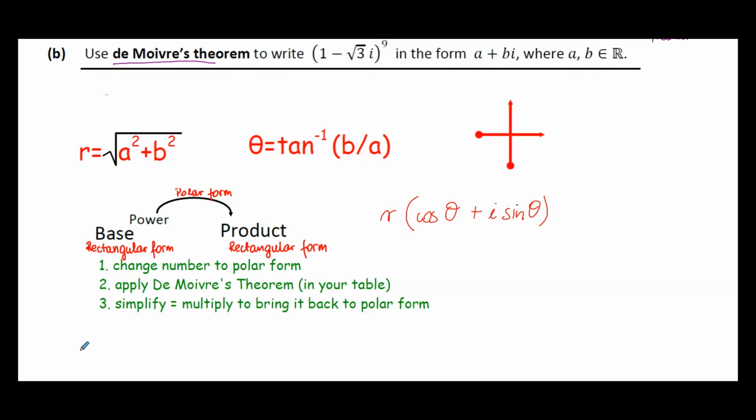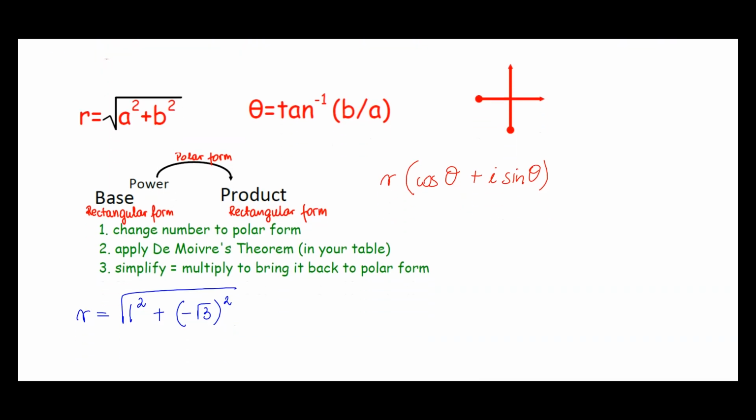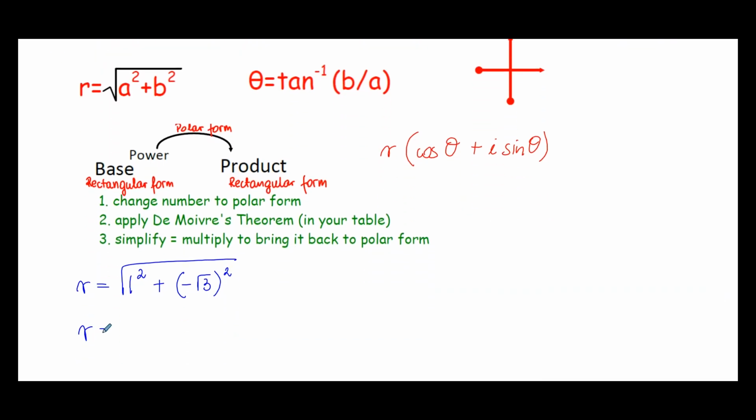First, finding the value of r. My a, the real value, is 1, so 1 to the power of 2, plus b, which is minus square root of 3. Always don't forget that the minus comes with our number to the power of 2, everything under the square root. This is really straightforward: we put that in the calculator and press equal.